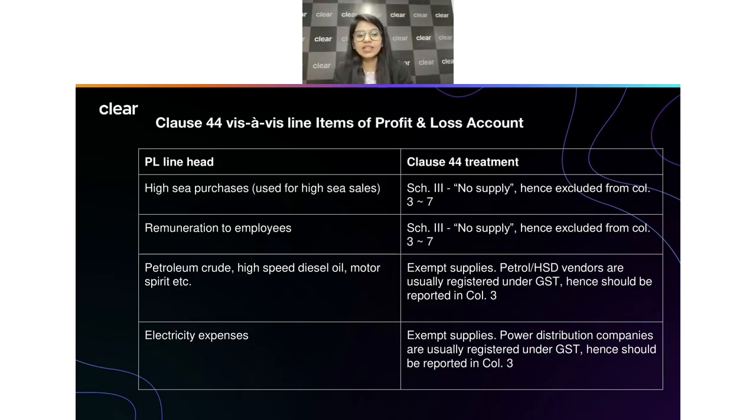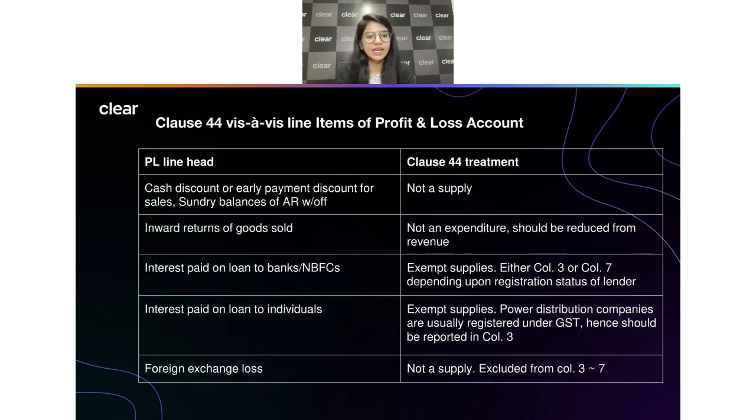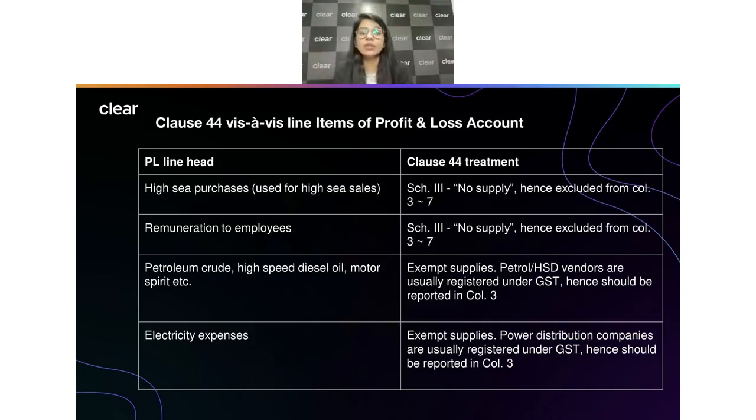Then the next is electricity expenses. What about electricity expenses? Do we include that or not? I could see there's another question from Jayesh. What about the interest to bank? So Purnima says yes, we should include that in 3. And yes, because electricity expenses is a kind of exempt supply and that has to be included. And answering Jayesh, interest to bank is also my expenditure and it is an exempt supply.